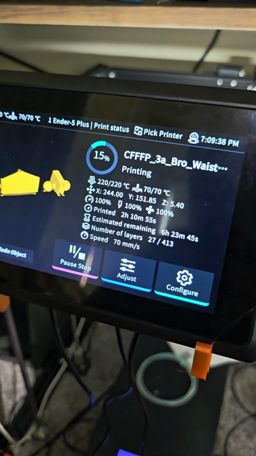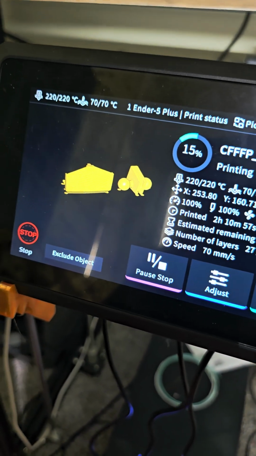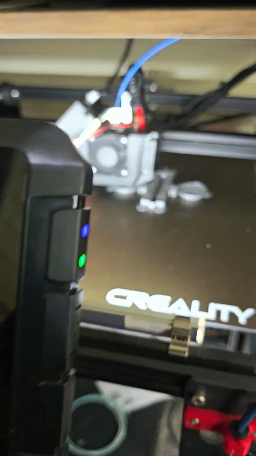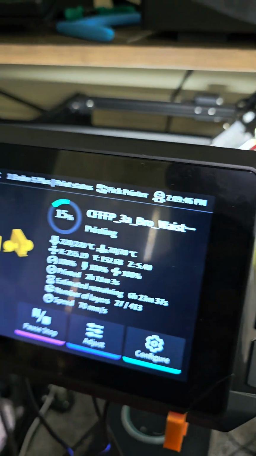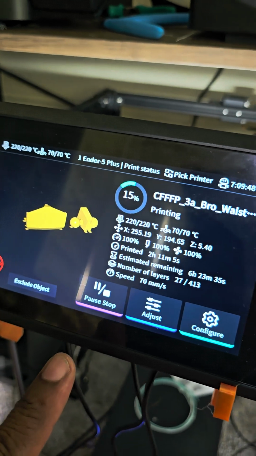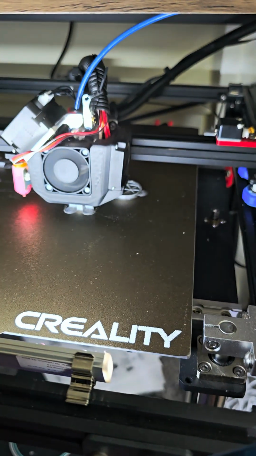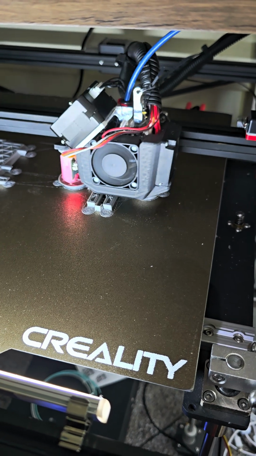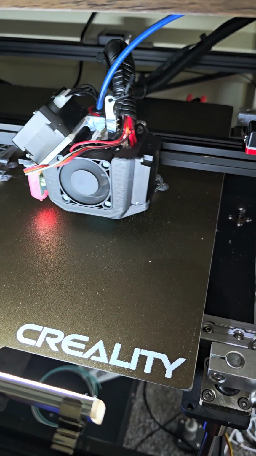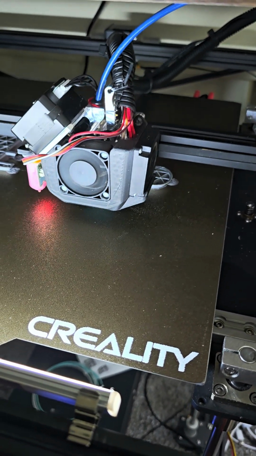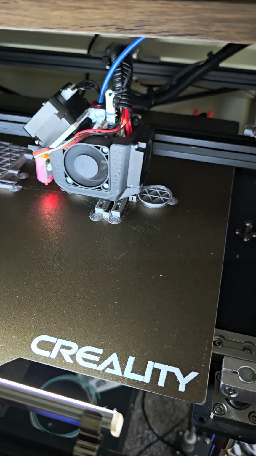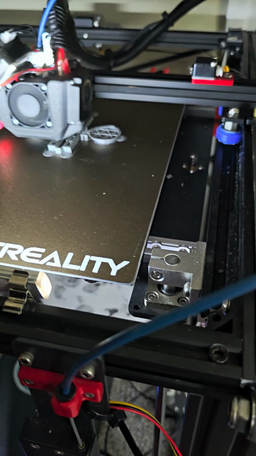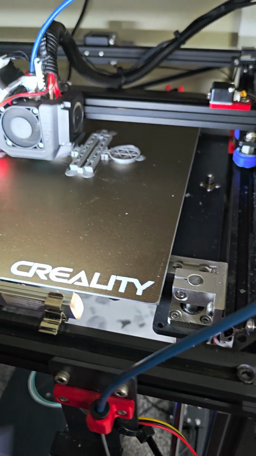3D printing, folks. Ender 5 Plus on Clipper. This is using the Sonic Pad with Clipper. Just watch how fast this Joker gets moving. Look how fast this is. Amazing. Look, it's shaking the whole printer.